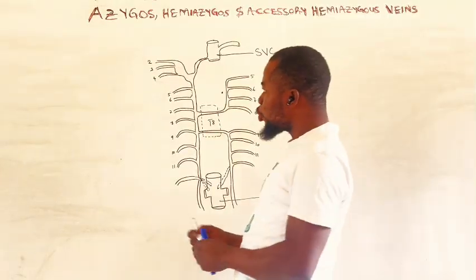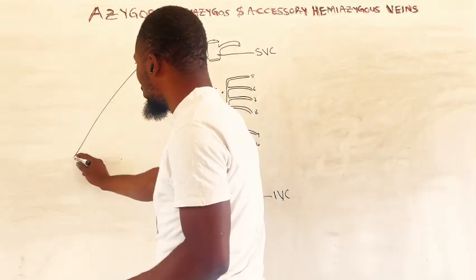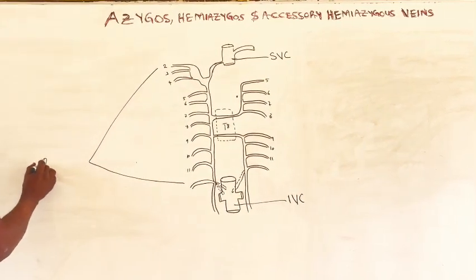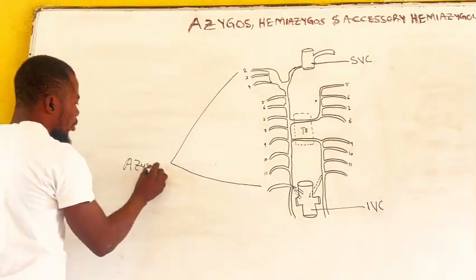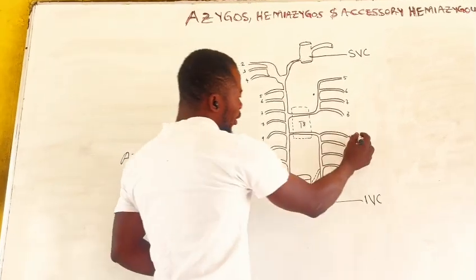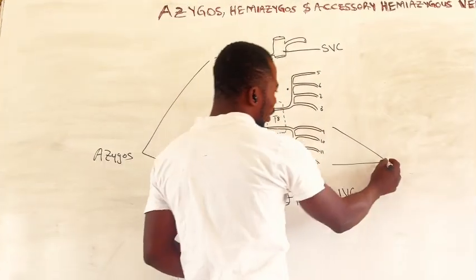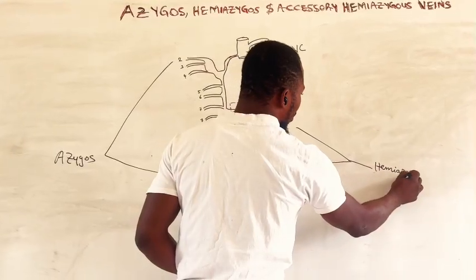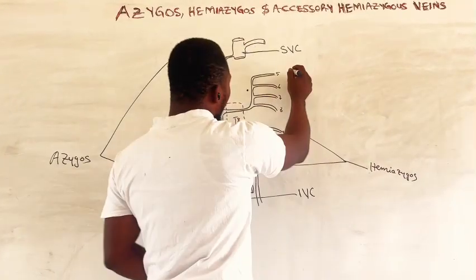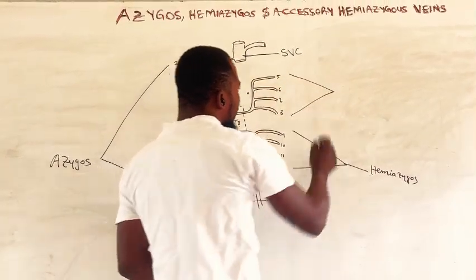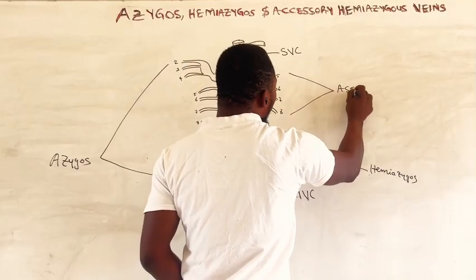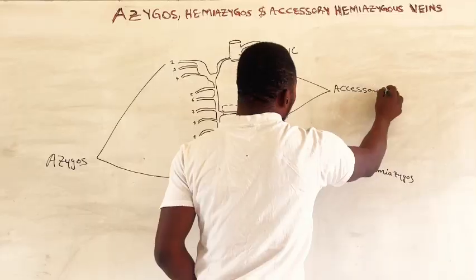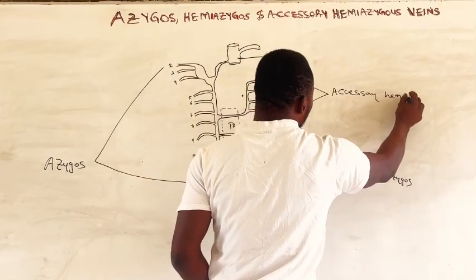Now, all this part here is our azygos vein, whereby the lower part here is our hemiazygos, and the upper part here is our accessory hemiazygos.